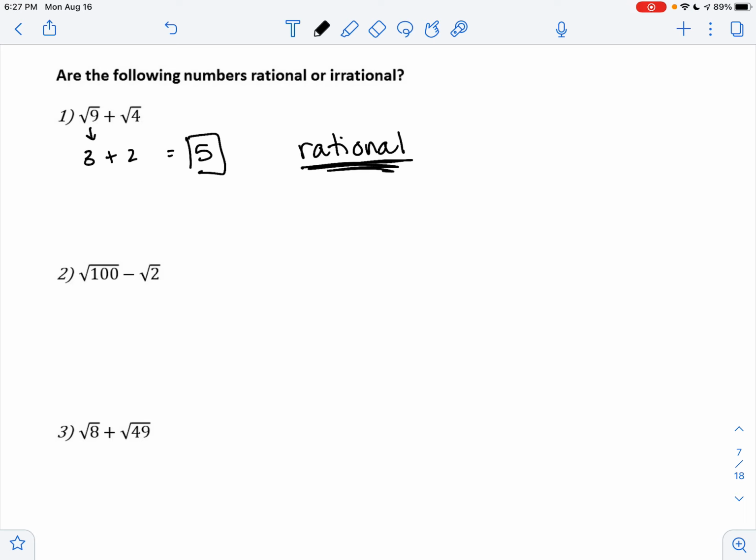On example 2, I have the square root of 100 minus the square root of 2. Well, the square root of 100 is 10. If I try to simplify the square root of 2 by doing the birthday cake method, I don't have any pairs. And so that can't simplify any further. Because my answer still includes a radical that cannot be simplified, that would make this an irrational number.